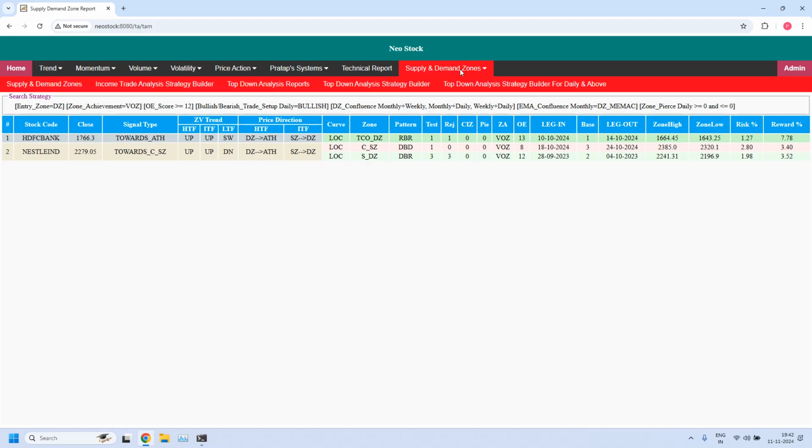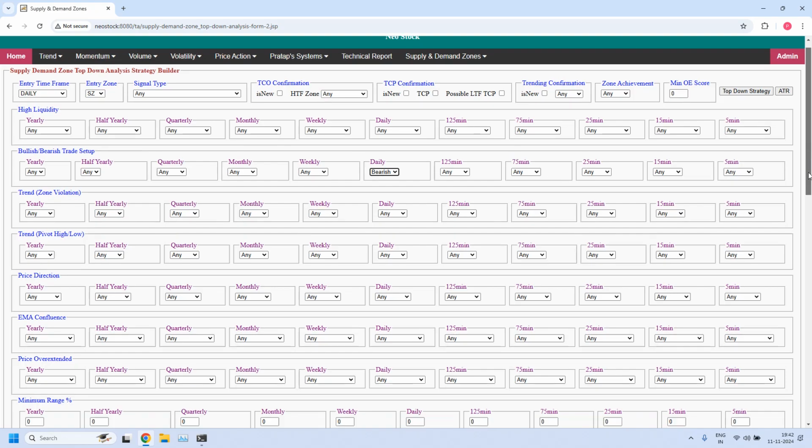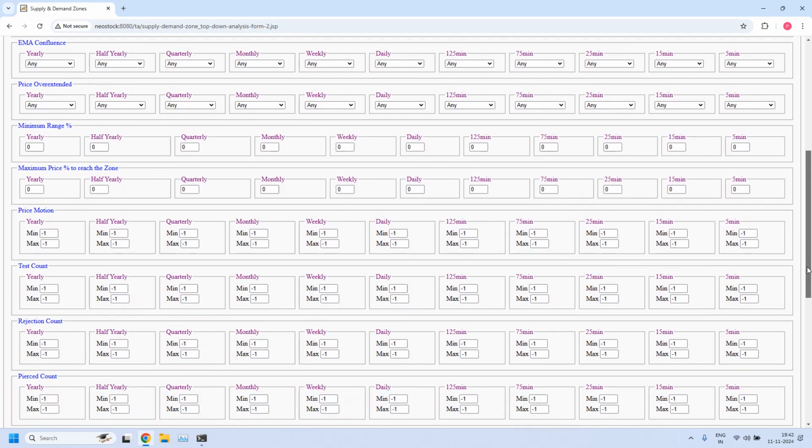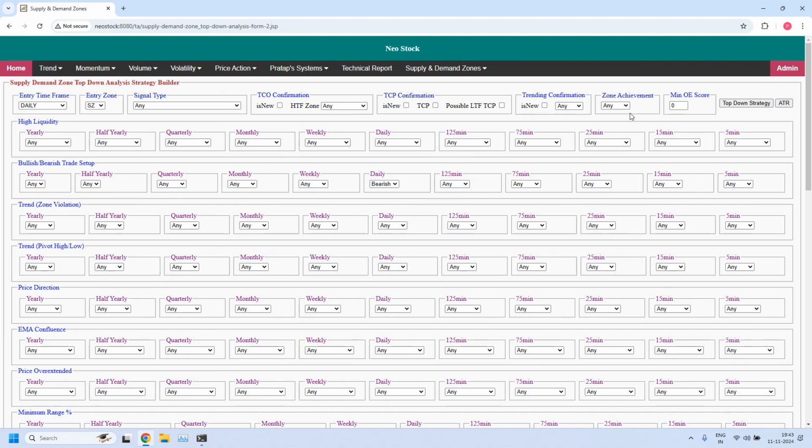Next, bearish trade setup for monthly income trade. Entry time frame daily, entry zone supply zone. In bullish or bearish trade setup at daily, I am selecting bearish. The daily supply zone should not be pierced. So in the pierced count daily time frame, I am setting minimum value 0, maximum value 0. Zone achievement VOZ, minimum order enhancer score 12.